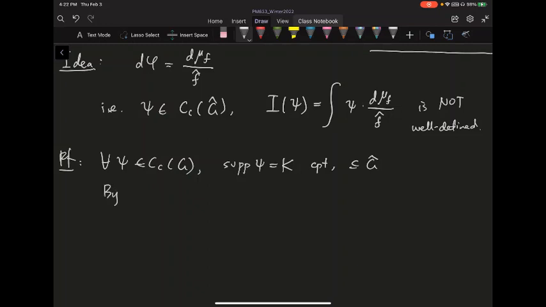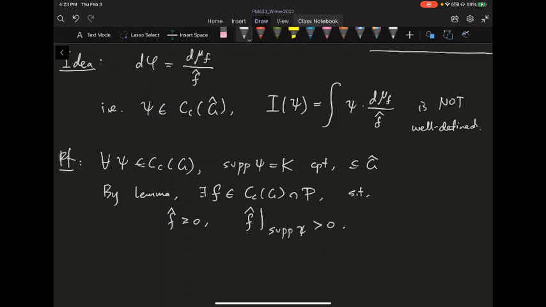So by the lemma we proved last time, there exists some f inside C_c(G) intersect P, so that several things happen. First of all, f hat is greater than or equal to 0. And if I restrict to the support of psi, I have something that's strictly greater than 0. Because of this property, if I want to define an I like that, using the formula before, this is going to be well defined. I just pretend this integral is integrating over the support of psi. Outside of psi, everything is 0.